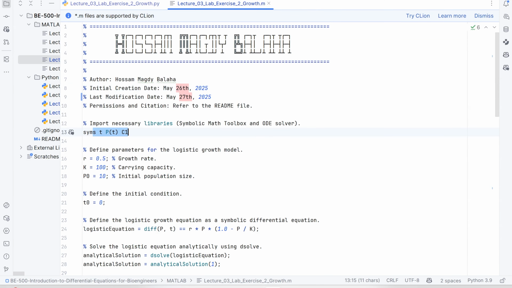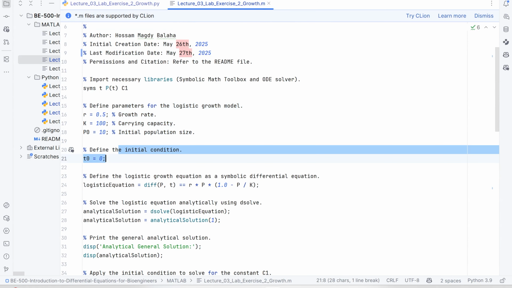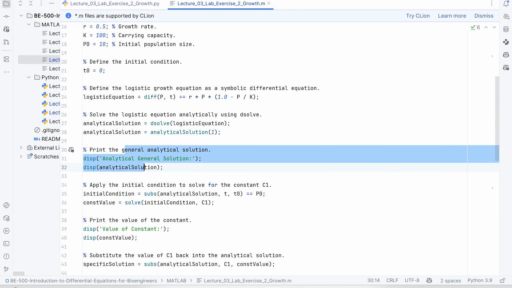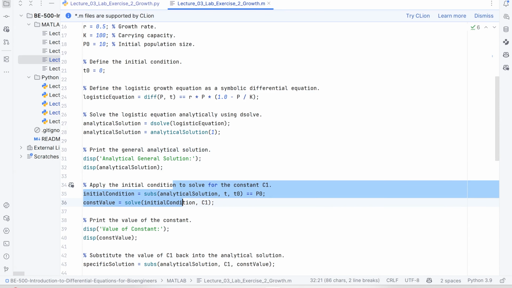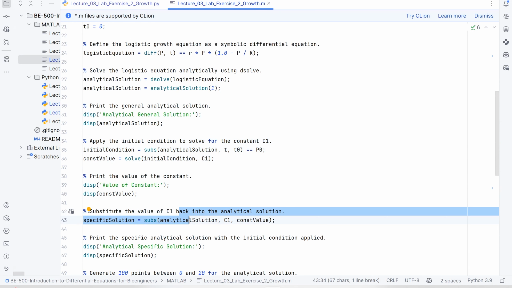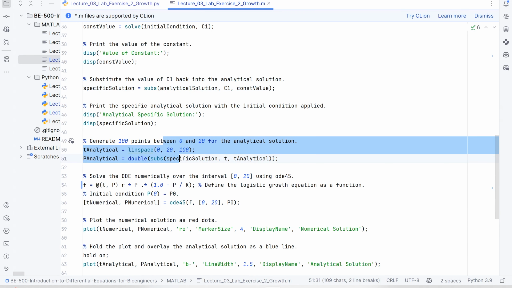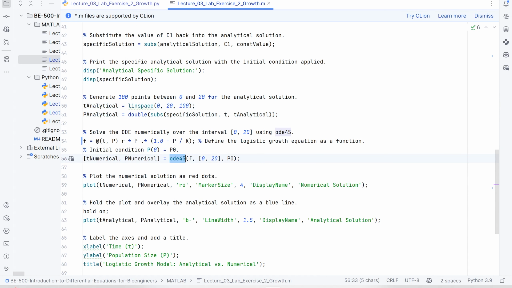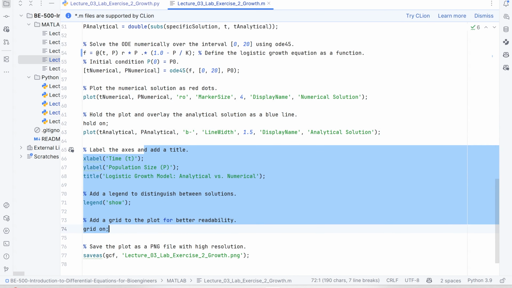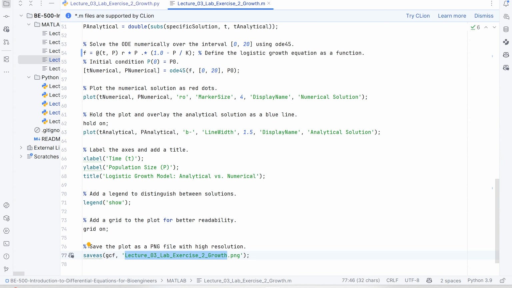We define the symbols, constants, the initial condition. We define the logistic model, use the dsolve function, get the general solution, substitute to get the constant, and use the constant to get the analytical solution. This is similar to what we did in the first code in MATLAB also. Create the x-axis, substitute to get the corresponding y points, use ODE45 to solve it numerically, plot it, and define the parameters for labels, titles, legend, and finally save and display the figure.